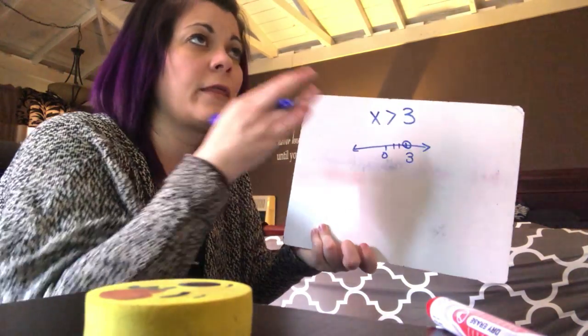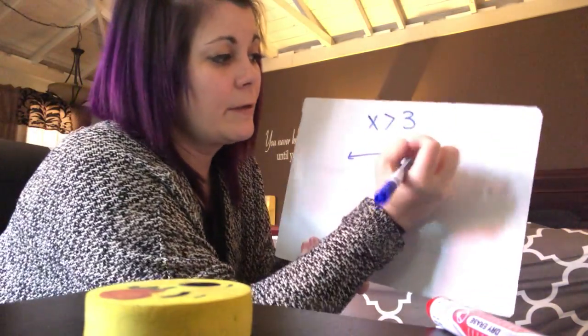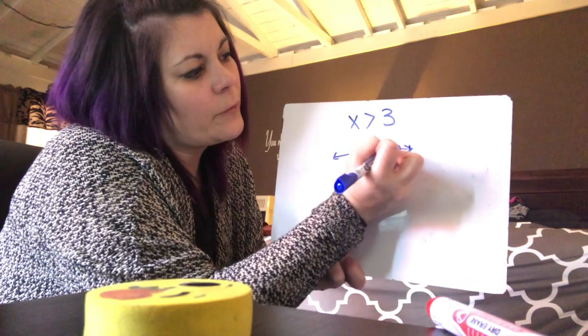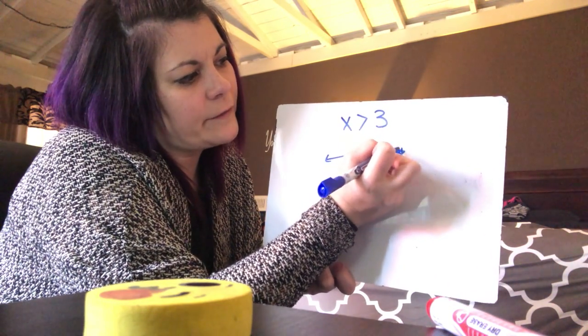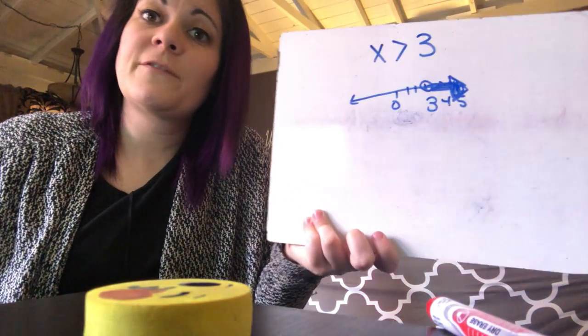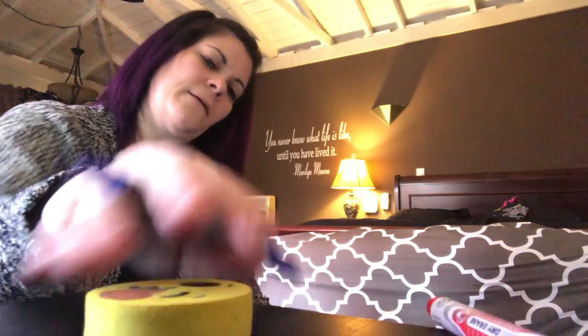Greater than means on the number line, we're going to the right, because on a number line, our numbers are getting greater when we're going to the right, right? So we're going to shade to the right, and then we can shade that arrow to say that it goes on forever. So this is x is greater than 3. Now, let's do another one.